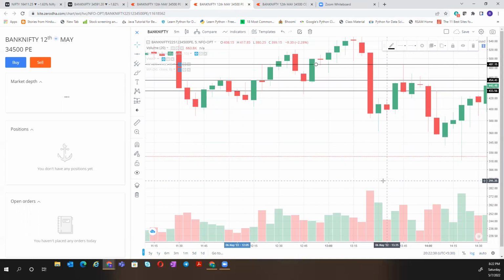454, 487. You have around 25, 28 points. So once you get 15 to 20 points, just exit. We don't care whether market came back down and closed. That is not our point. Within this candle, 1 to 2 minutes or less than 5 minutes, your target should be hit. Otherwise, take the stop loss.